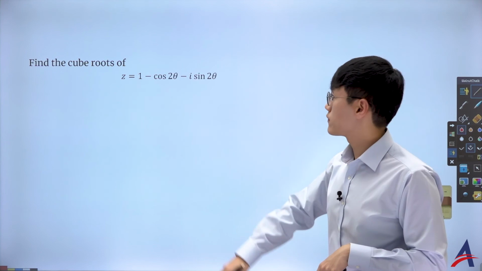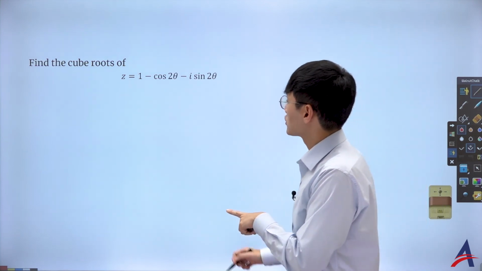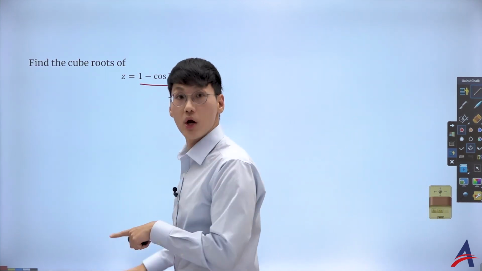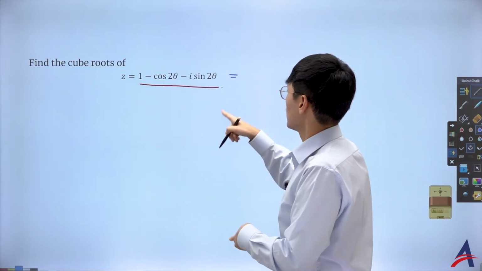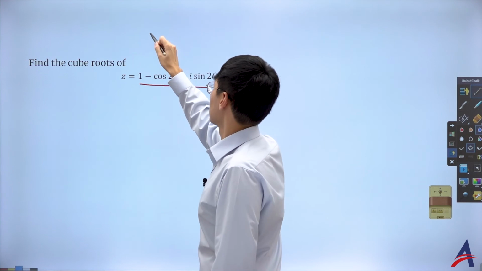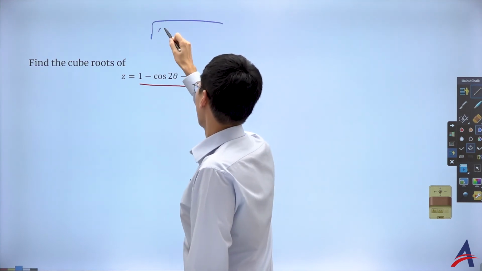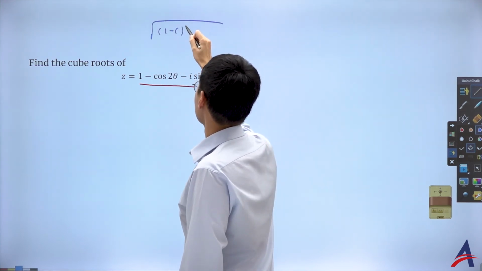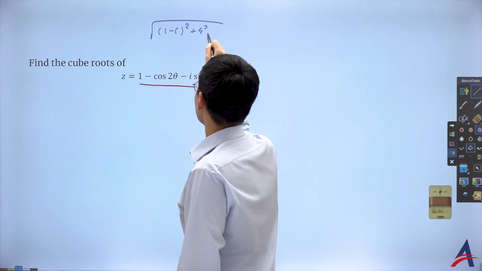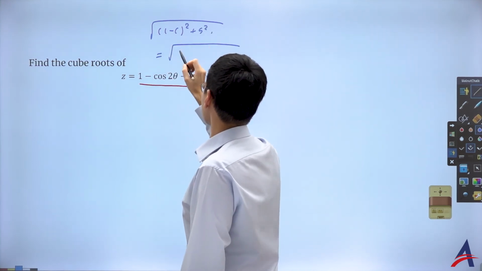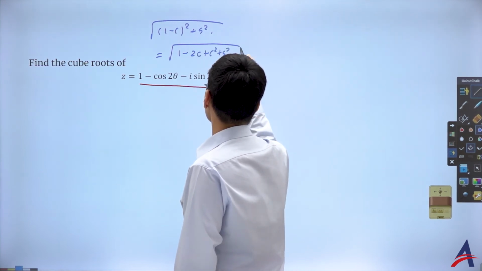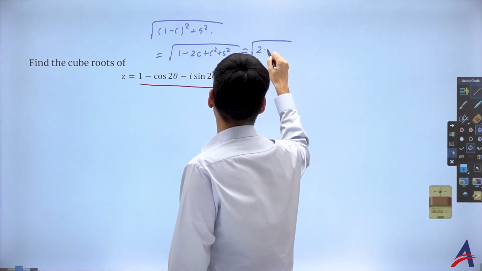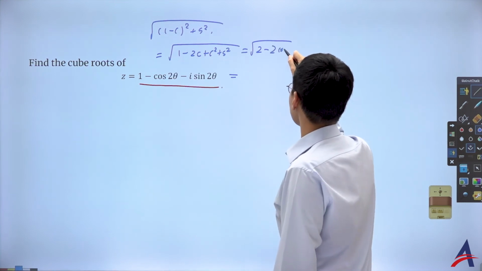Sure, so cube roots of that. What I need to do is plug into the polar form, but we saw in the first part of the question, if you work with the modulus, what is it? Square root of (1 minus cosine 2θ) squared plus sine squared. If I use expansion, that's going to be 1 minus 2 cosine plus cosine squared plus sine squared. That's square root of 2 minus 2 cosine 2θ.